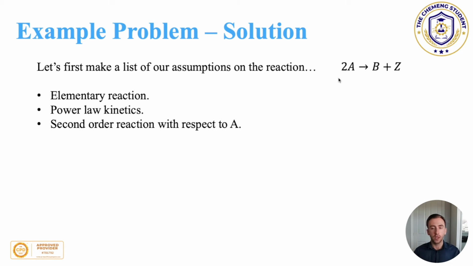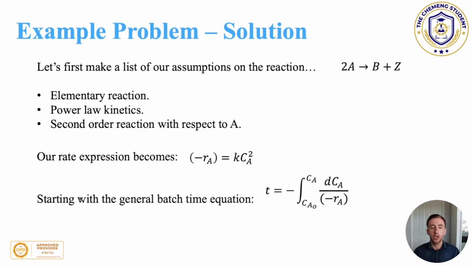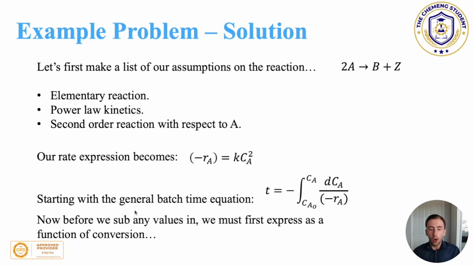We've got all that. We now know that our rate equation becomes kCa squared, which makes sense. Now, if we start with the general batch time equation, then we have dCa over minus Ra, and this is it in its raw state. We haven't flipped the units, so that's why the negative here still stands, but we can deal with that in a second. But before we go into the substitution, we want to express as a function of the conversion, because right now this is a function of concentration.